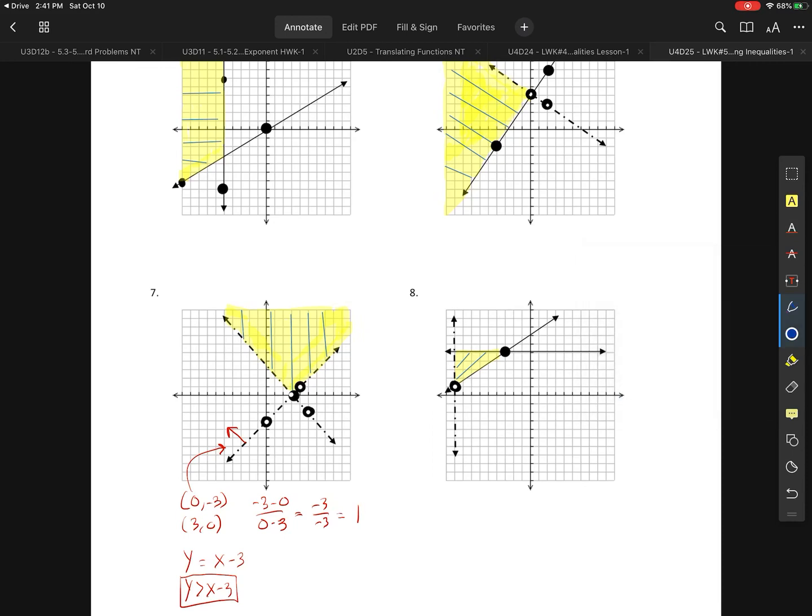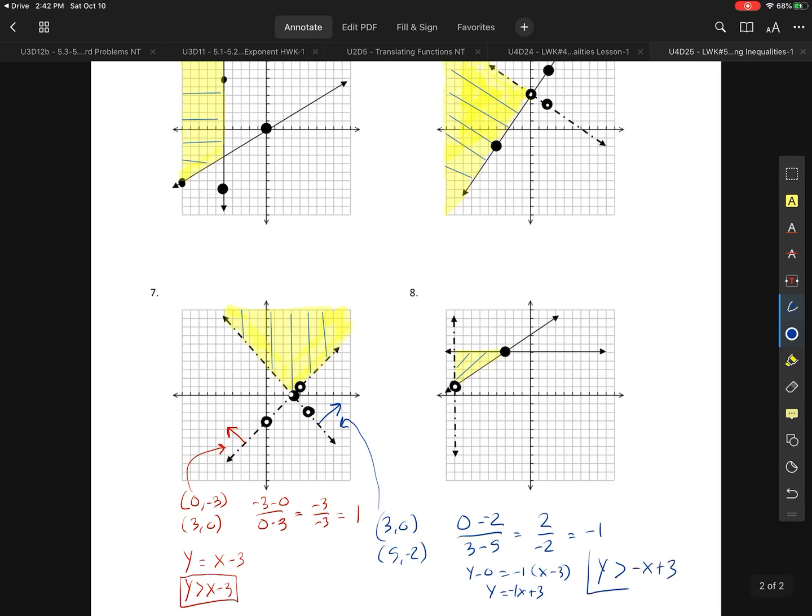For my second line, I again have the point 3, 0, but here I have the point 5, negative 2. 0 minus negative 2 over 3 minus 5 equals 2 over negative 2 equals negative 1. So I can do my point slope. y minus 0 equals negative 1 times x minus 3. y equals negative 1x plus 3. Alright, what do I got now? Above and dotted. y is greater than negative x plus 3.